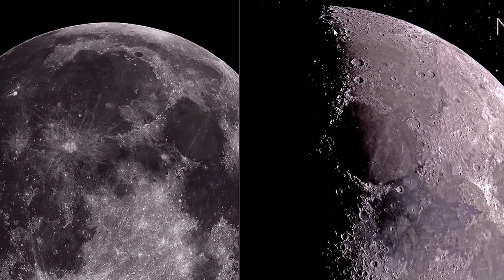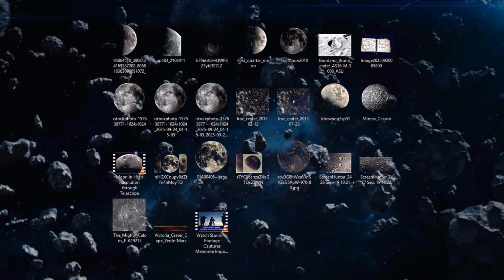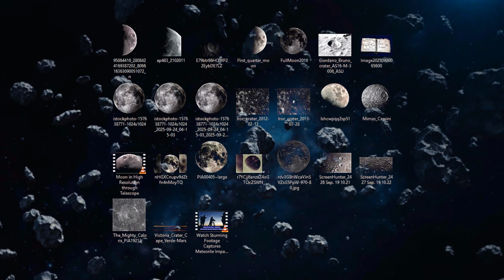So why are NASA's images like this? Why are there craters missing and there's obfuscations and things like this? And that's not the only picture. Don't worry, I've got the whole folder full of them here.